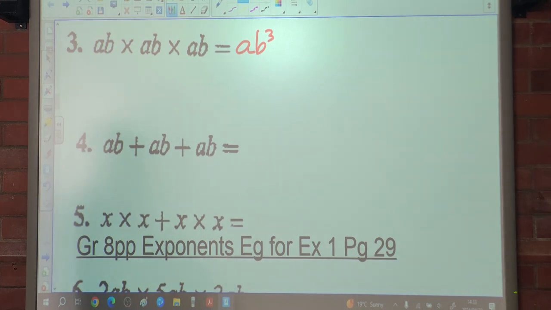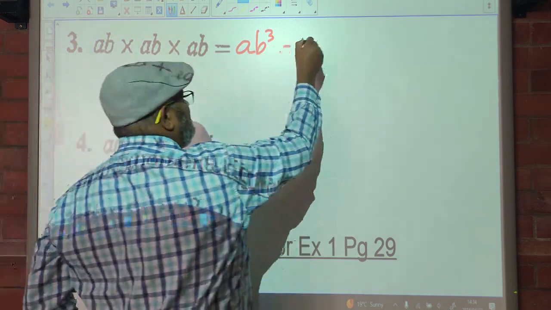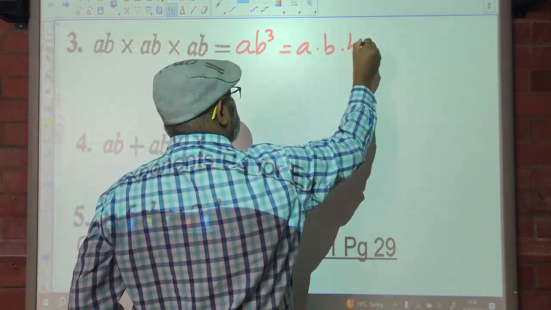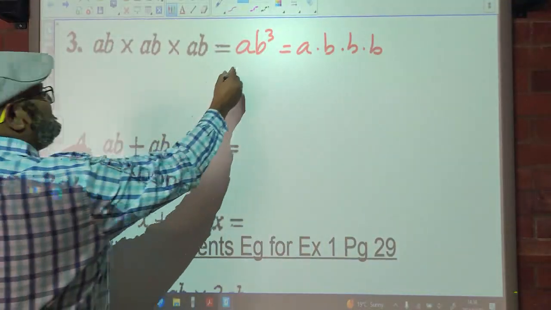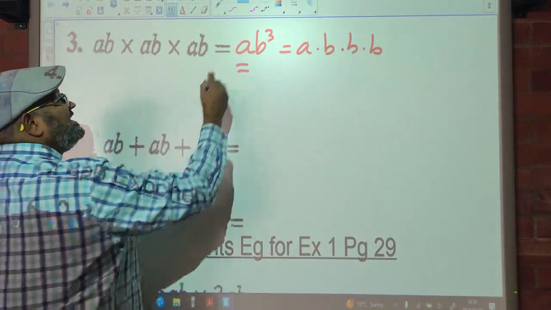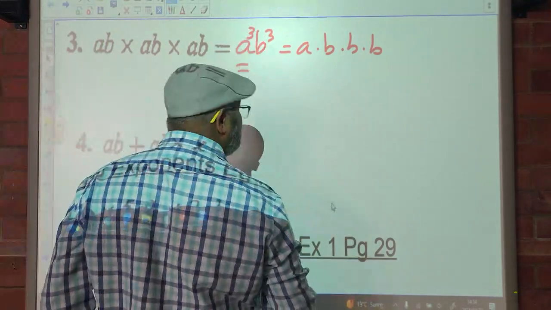Yes, Shirzad? The cube is on the b, which isn't like the whole column. It's like AB times AB. But if it's on the b, then it will be A times B times B times B. Okay, so she's saying this is actually A times B times B times B. Which is right. But what should this thing have been? A cubed, B cubed.